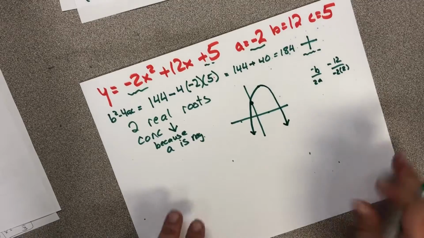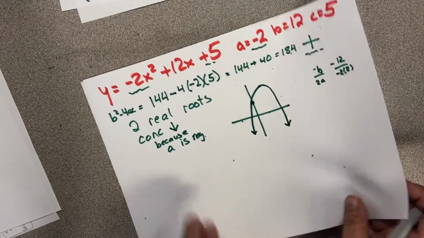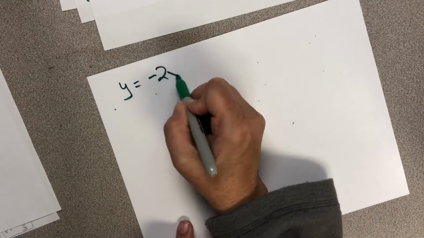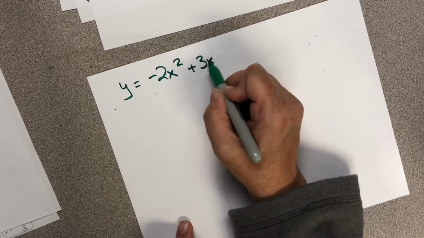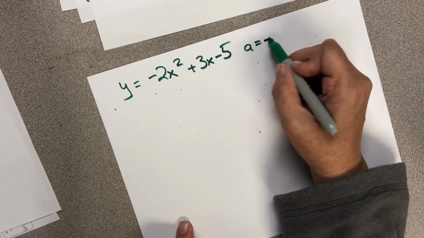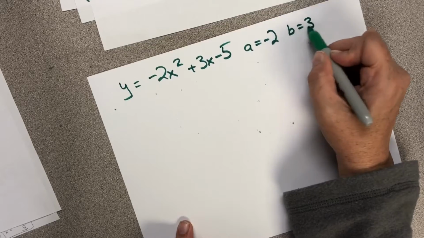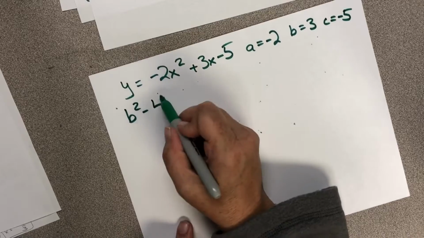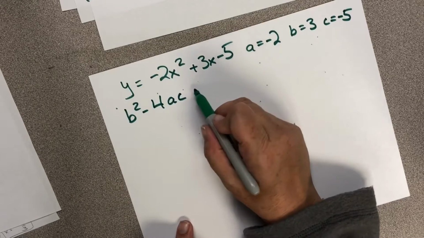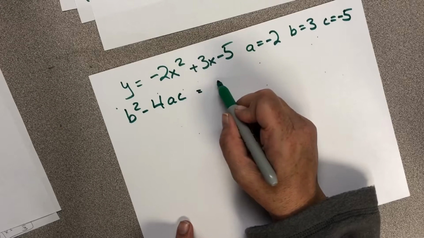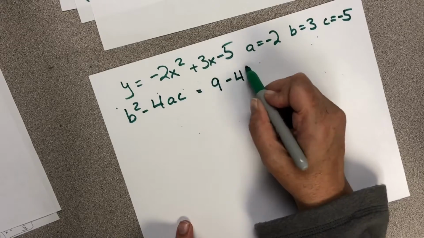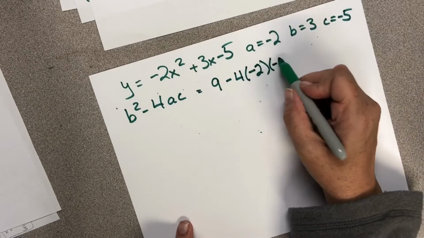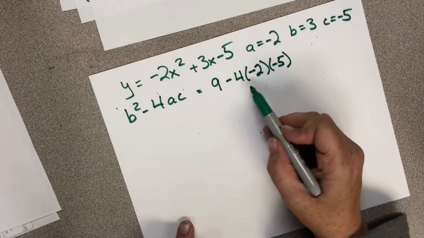And that would be effective for number 5. For number 6, the equation given was y equals negative 2x squared plus 3x minus 5. A equals negative 2, B equals 3, C equals negative 5. The discriminant is b squared minus 4ac. And you're going to do b squared, which is 9, minus 4 times negative 2, because that's a, times negative 5, which is c. We have 3 negatives here.